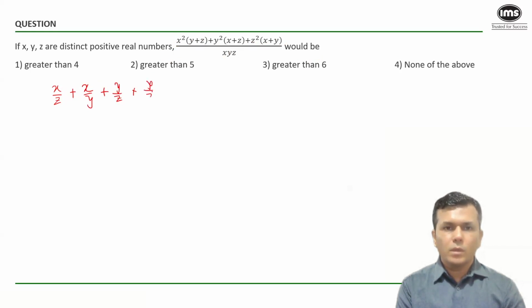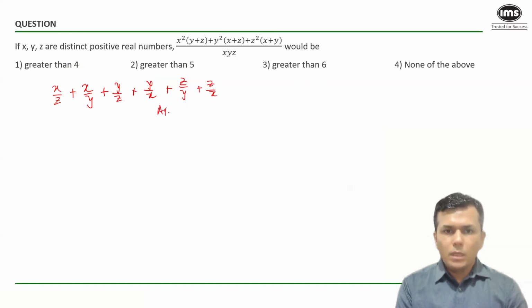This is y upon x. Then I have z upon y and z upon x. So I want to find out the minimum possible value of this quantity, right? Because all the options are suggesting that it is greater than 4 or greater than 5 or greater than 6. So we are in a way trying to find out the minimum value of this, right?